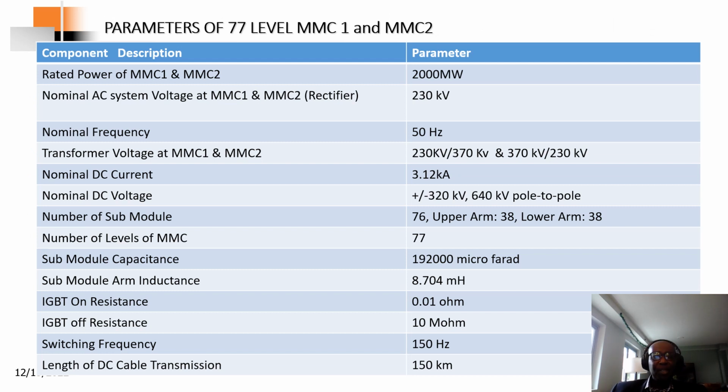Now let's talk about the parameters of the MMC, modular multi-level converters, for both the onshore and offshore converters that I selected. It's a 77-level converter, so basically I have 77 of these half-bridge submodules. The rated power is 2,000 megawatts. The AC side voltage of both MMCs, onshore and offshore, is 230 kV. The nominal frequency is 50 hertz, and the converter transformer rating is 230 kV to 370 kV.